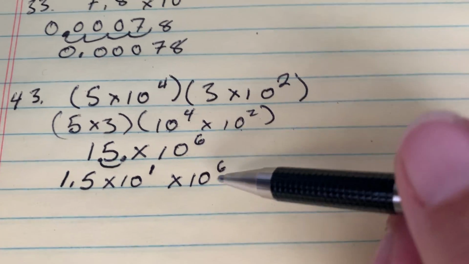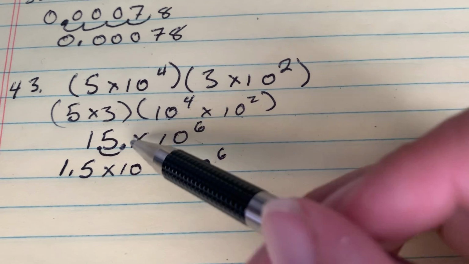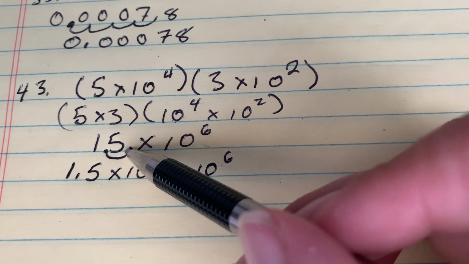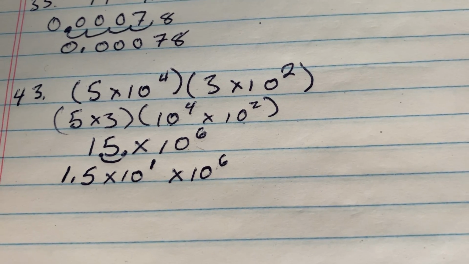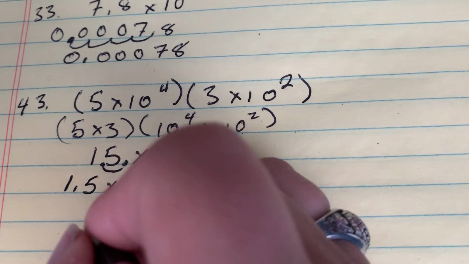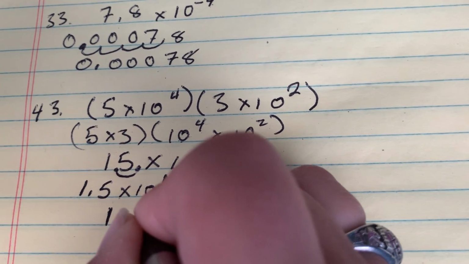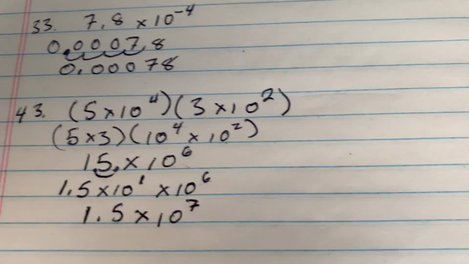For your first couple, I would definitely write this out. This is where most people make mistakes. You're moving 1 to the left. It's getting bigger, so you need to add there. So 1 plus 6 is 7. So our answer is 1.5 times 10 to the 7th.